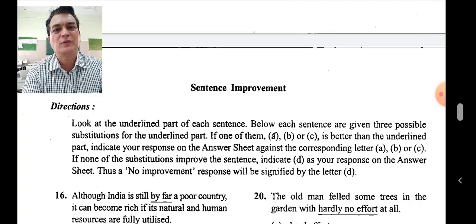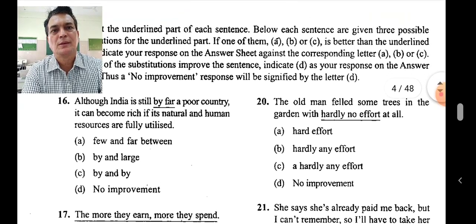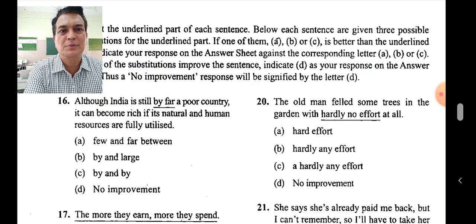So, we will take up at first 16th one. Although India is still by far a poor country, it can become rich if its natural and human resources are fully utilized.